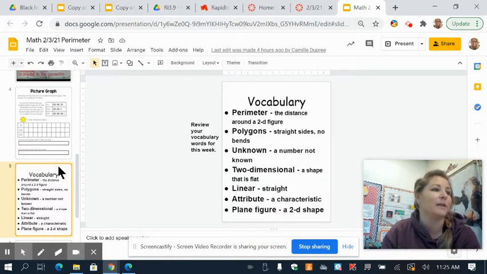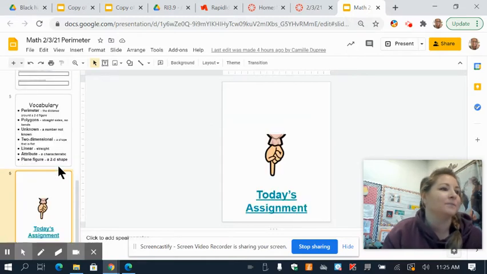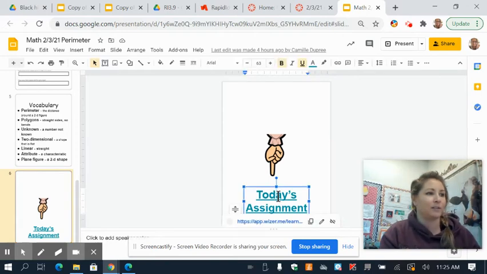Here's your vocabulary for the week. Make sure you're reviewing them daily. And then today's assignment looks a little bit different. Let me see if it'll let me click.